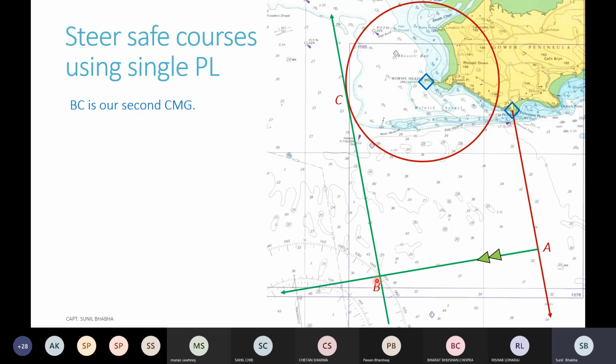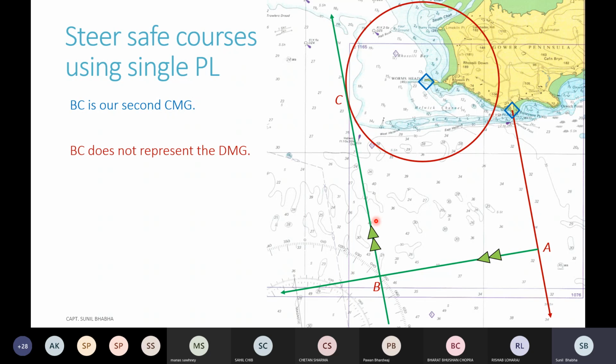Okay, now this line Bravo to Charlie, BC, is our second course made good. This is our second course made good. Let's mark it with 2 arrows. So I have marked the second course made good, Bravo Charlie, with 2 arrows.